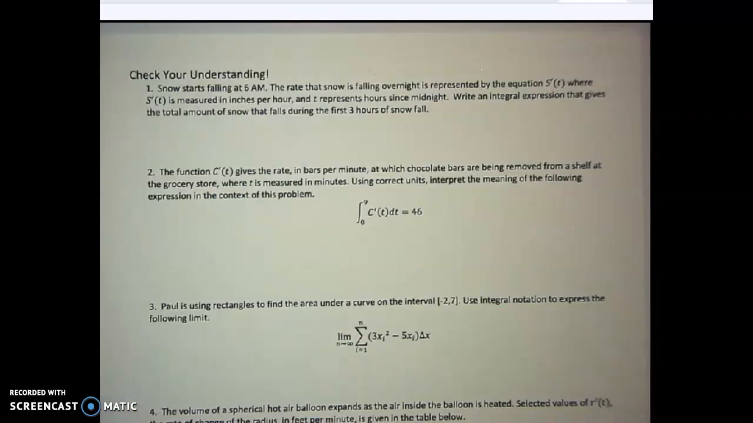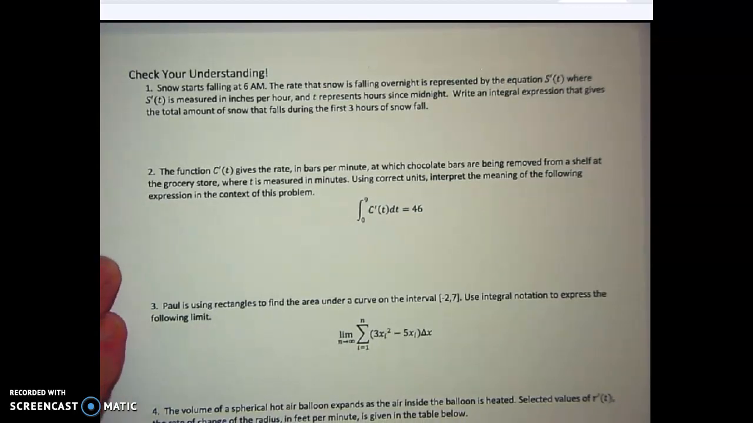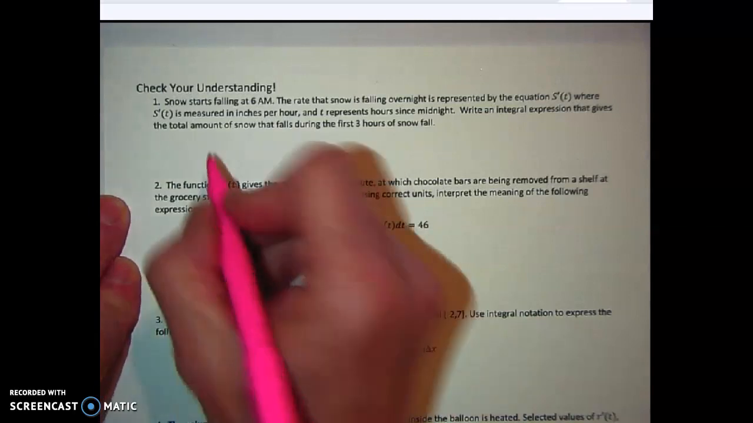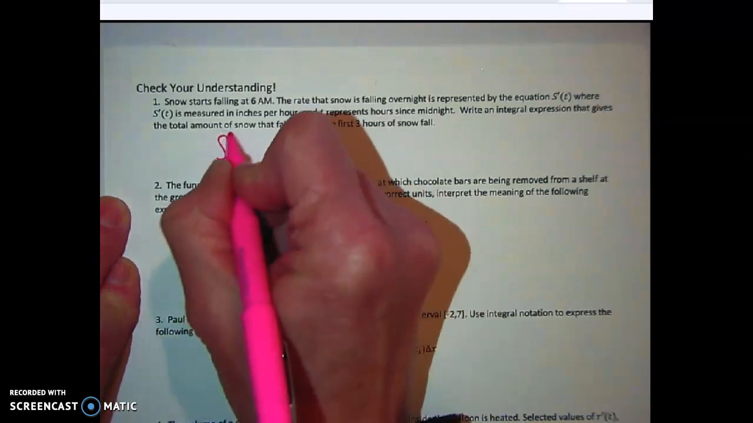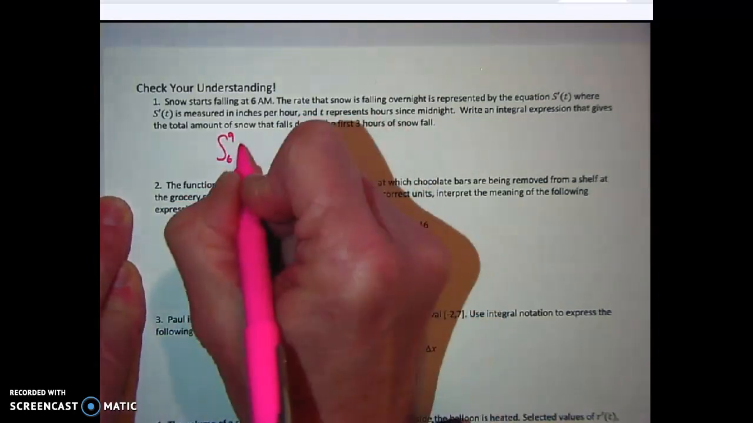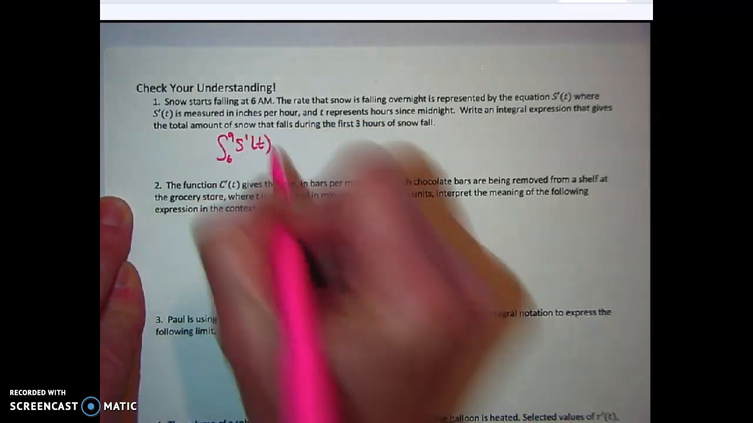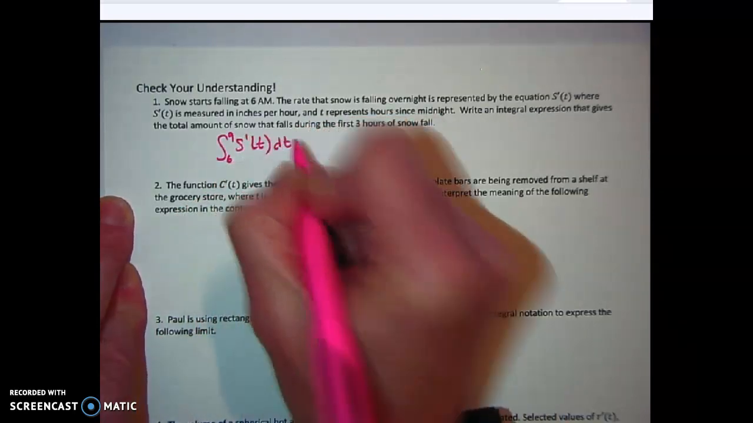Let's make sure we understand what all this means. Number 1, snow starts falling at 6 a.m. The rate that snow is falling overnight is represented by the equation s prime of t, where s prime of t is measured in inches per hour, and t represents hours since midnight. Write an integral expression that gives the total amount of snow that falls during the first 3 hours of the snowfall. Well, t is representing the hours since midnight, so we're looking at the first 3 hours of snowfall, which starts at 6. Therefore, it would go to 9. And we want the accumulation of snowfall, so that's going to be my function, and it's going to be with respect to t.